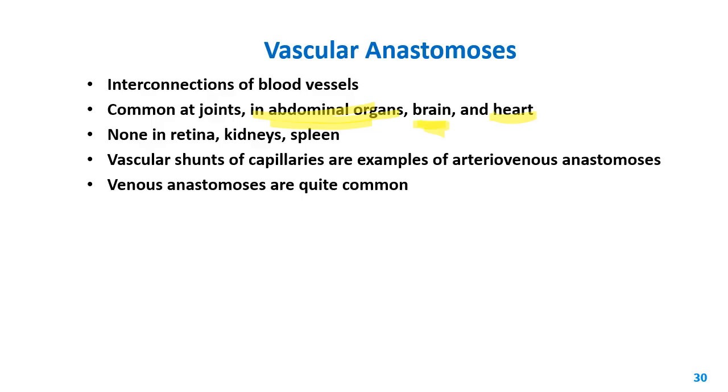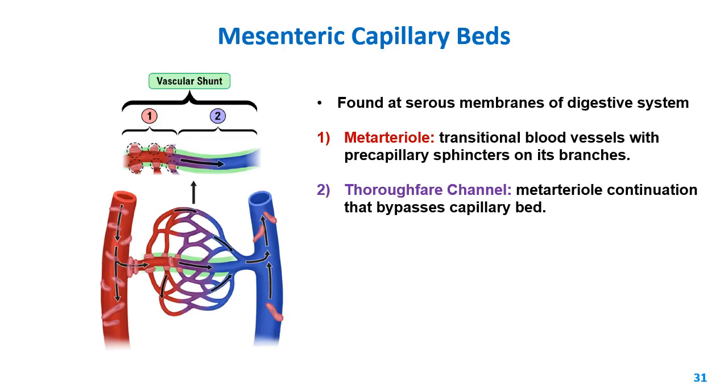All right, some places you're not going to find it: retina, kidneys, spleen, you're not going to find those anastomoses. So let's see here. Here's an idea of your anastomosis shunt, and this is in particular what happens in the case of your guts. This is called mesenteric capillary circulation, and we're almost done with this.